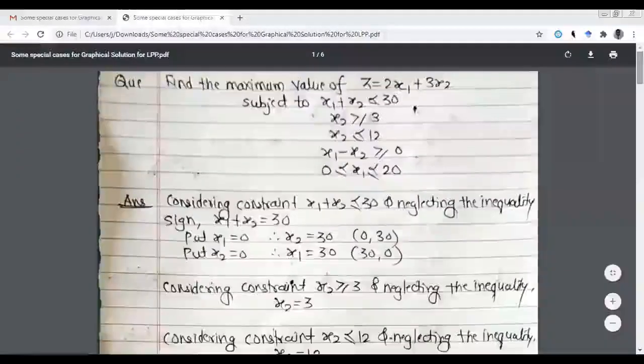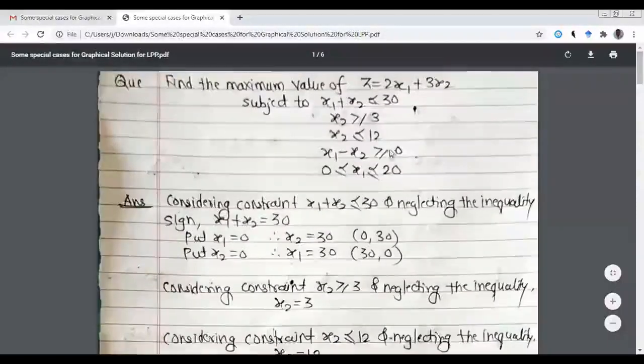So this was the problem. Find the maximum value of z equals twice x1 plus thrice x2, subject to x1 plus x2 less than or equal to 30, x2 greater than or equal to 3, x2 less than or equal to 12, x1 minus x2 greater than or equal to 0.